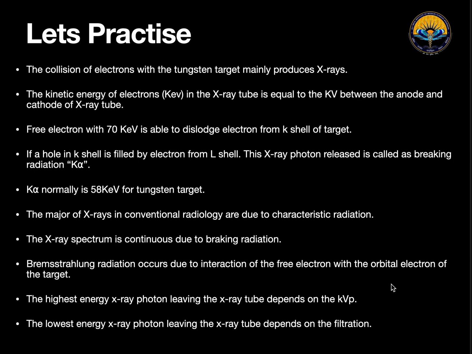The X-ray spectrum is continuous due to bremsstrahlung radiation. That is a true statement. Next, bremsstrahlung radiation occurs due to interaction of a free electron with an orbital electron of the target. Bremsstrahlung radiation is not due to interaction of a free electron with the orbital electron. Bremsstrahlung radiation is due to interaction of the free electron with the nucleus, and if it's interacting with the inner orbital, then that will be characteristic radiation. This is a false statement.